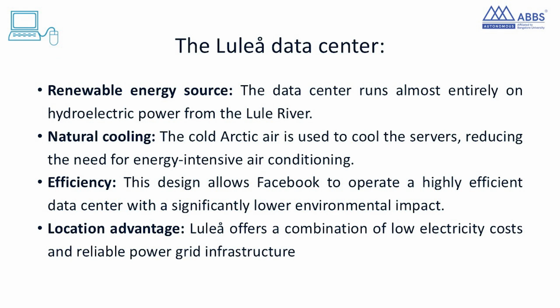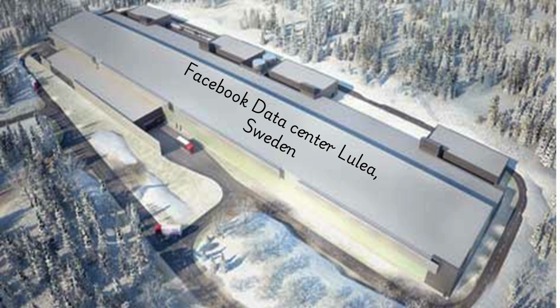Facebook's renewable power data center in Sweden is located at the edge of the Arctic Circle in Luleå, and it is powered by locally generated hydroelectric energy, which uses natural free cooling from the outside air rather than energy intensive air conditioning units. The very basic design allows Facebook to operate a highly efficient data center with a significantly lower environmental impact. One of the major reasons for this is the location advantage.